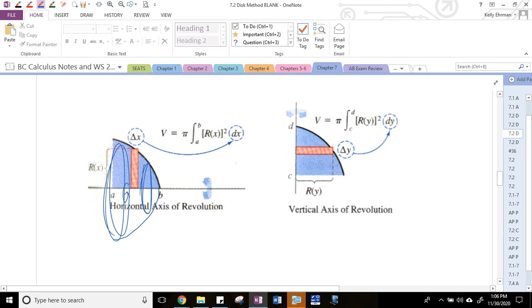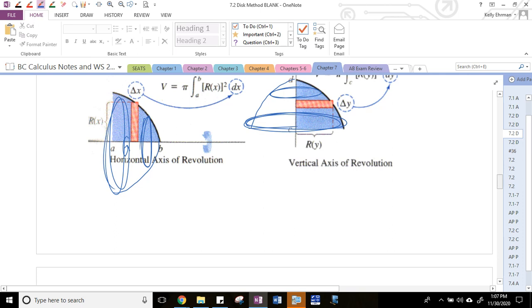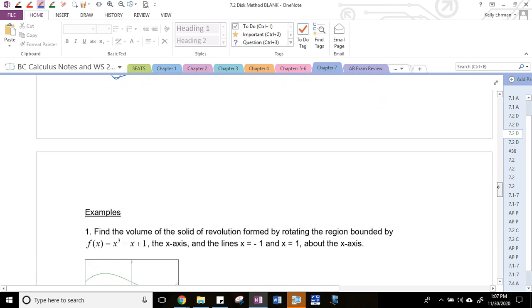If you're going to spin around the y-axis, then your representative rectangle has to connect between the axis and the curve, so it's horizontal. And again, that would cause the same shape, but it would be kind of a dome oriented this way. You don't want to overthink these too much. I find sometimes people try to visualize what the shape is going to be, and then they get too caught up in it and make it harder sometimes.